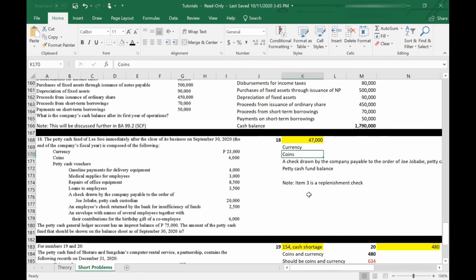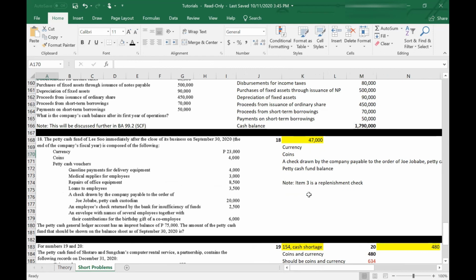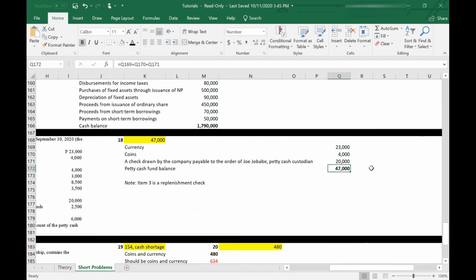So you have your currency amounting to 23,000, your coins amounting to 4,000. Pero may kasama pa diyang isa. Itong a check drawn by the company payable to the order of Joe Babe, petty cash custodian, 20,000. It actually forms part of her petty cash. Why? Because we call it a replenishment check. Kasi nag-issue daw yung check, nag-issue ng check yung company, tas payable siya sa petty cash custodian. So, para siyang nire-replenish niya yung petty cash fund.